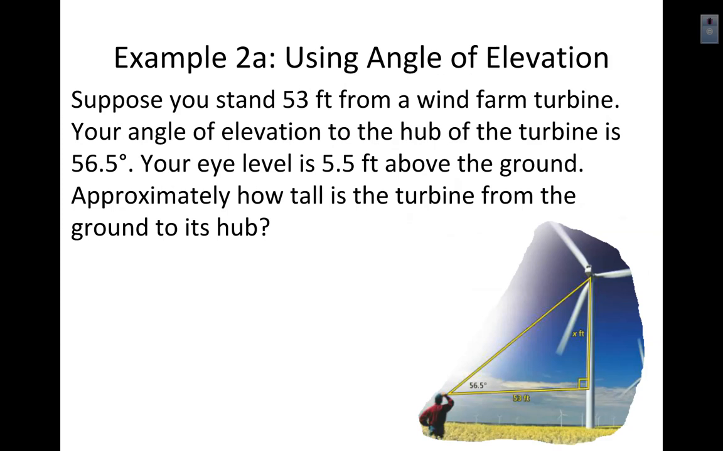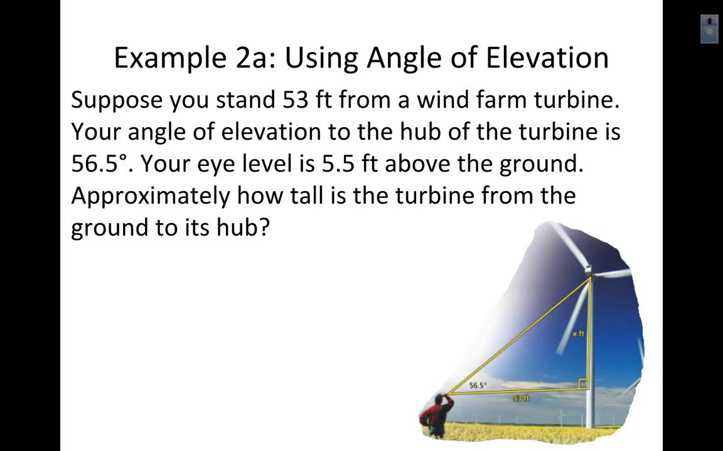So let's take a look at example 2a. Suppose you stand 53 feet from a wind farm turbine. Your angle of elevation to the hub of the turbine is 56.5 degrees. Your eye level is about 5.5 feet above the ground. Approximately how tall is the turbine from the ground to its hub?